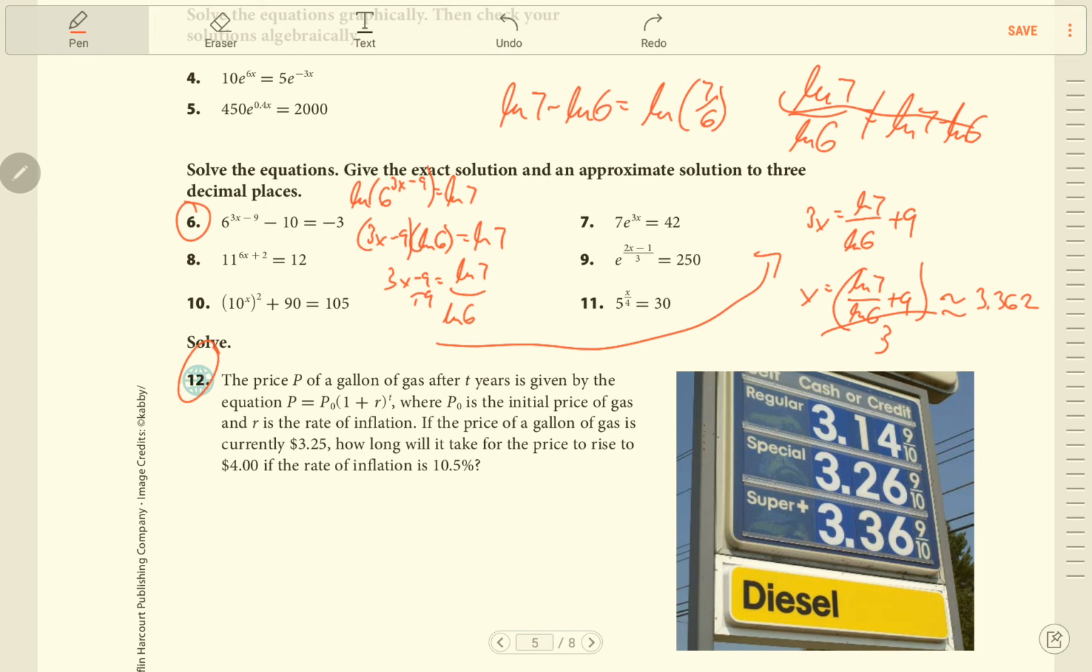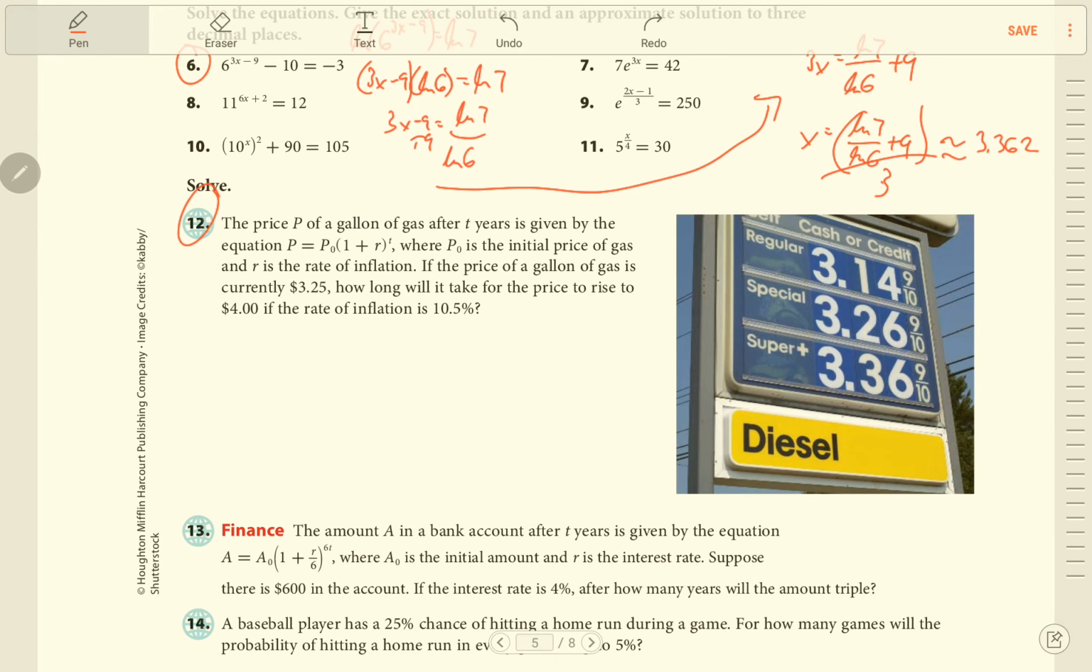Last one here, number 12. Word problem, nothing too crazy though. It gives us the equation we're going to use. Price P of a gallon of gas after T years is given by the equation P equals P sub 0 times 1 plus R to the T, where P sub 0 is the initial price of gas, R is the rate of inflation. If the price of a gallon of gas is currently $3.25, how long will it take for the price to rise to $4 if the rate of inflation is 10.5%?